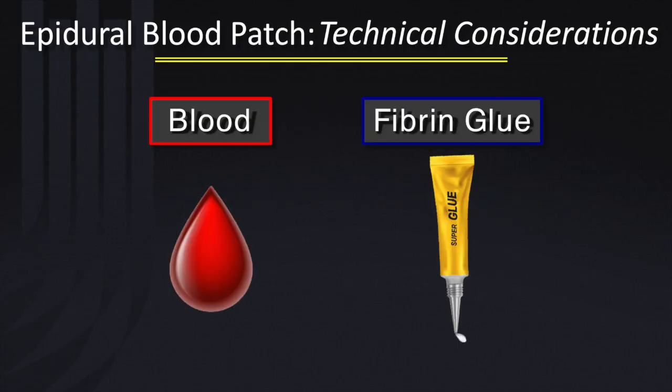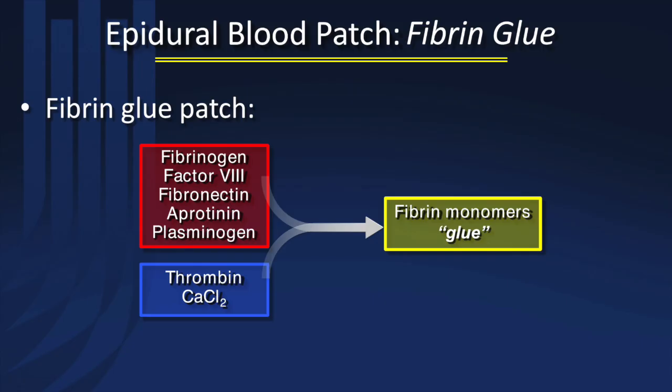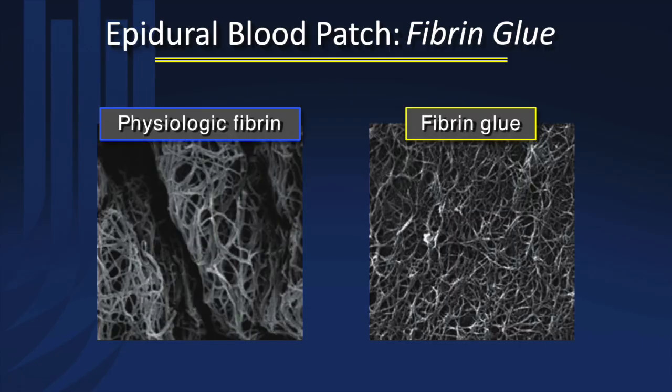The other thing we need to consider is what we're going to put in there. So the standard is blood, right? That's what we started with, but many are using an off-label use of fibrin glue. Fibrin glue is basically just the end of the clotting cascade, which comes in two different syringes that Lal showed us earlier, creating these fibrin glue monomers that look quite similar to physiologic fibrin. So that's the concept here.